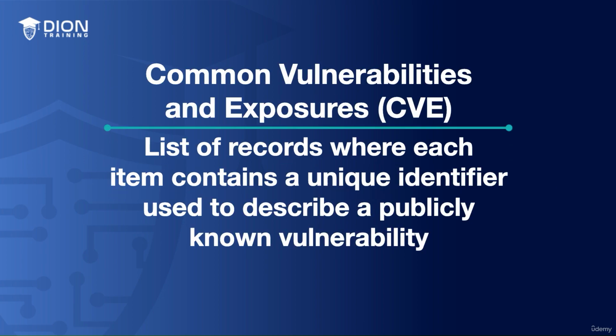Third, we have CVEs. Now, a CVE is the Common Vulnerabilities and Exposures. The Common Vulnerabilities and Exposures is a list of records where each item contains a unique identifier that's used to describe a publicly known vulnerability. Each CVE begins with CVE followed by the year and then a unique number.